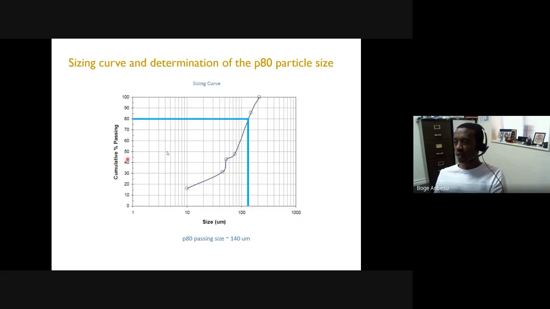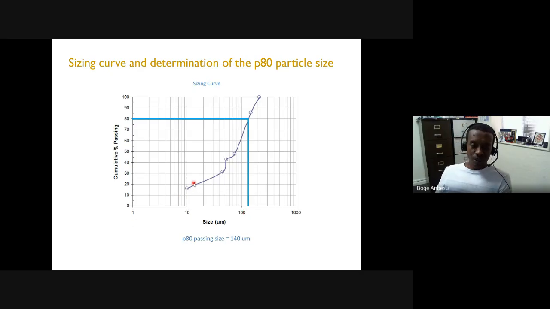Typically once you do that, we have what we call the P80, or 80% passing size, which can be a guide. So you say, yes, I've taken an example, done particle size distribution using the sieving method, and your P80 is this much in microns. So you should be able to learn how to do this. At least I expect you to.